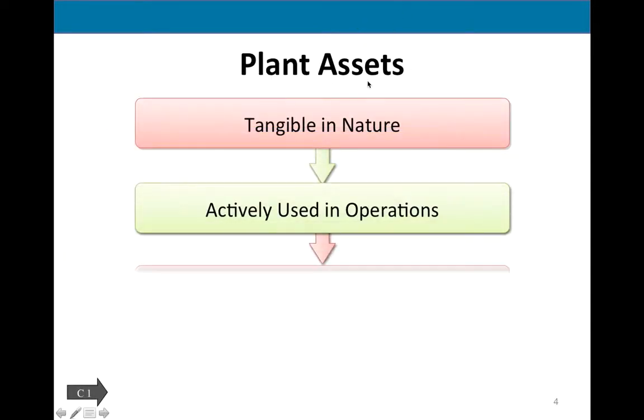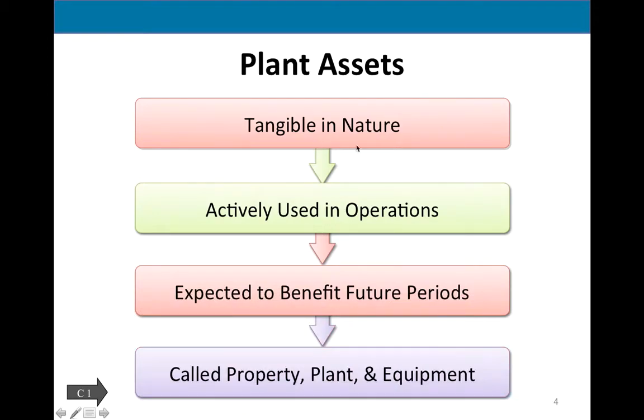So plant assets, or PPE, this is their definition. They are physical or tangible in nature. They have to be used in operations. So if you have a building you purchased just for investment purposes, you're not producing anything in that building, it's just sitting there, it's not going to be classified as a plant asset. It would be classified as a long-term investment. So it has to be actively used in your operations, and it's going to benefit future periods.